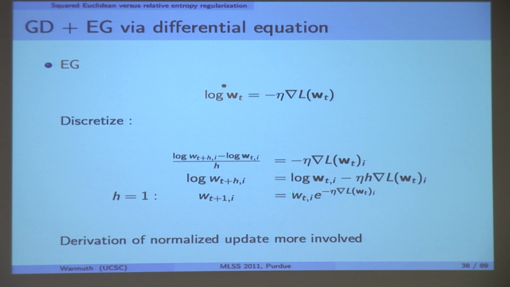And I don't have the normalization here because the normalization would be an outside constraint, and it's more complicated. But it's the same flavor. It's essentially the derivative of the log. Okay? So additive versus multiplicative updates. You got it?